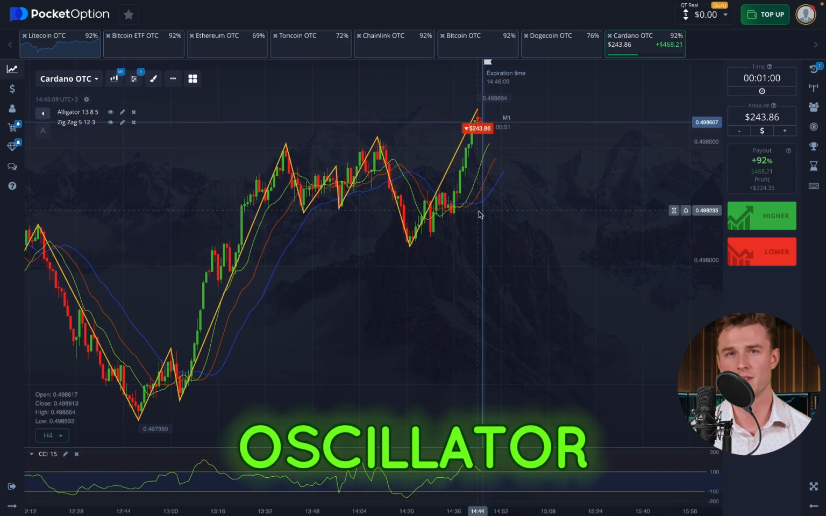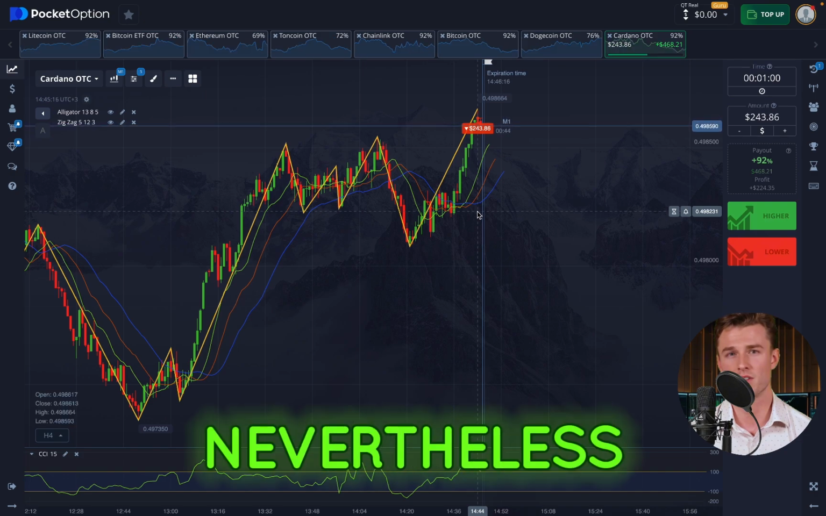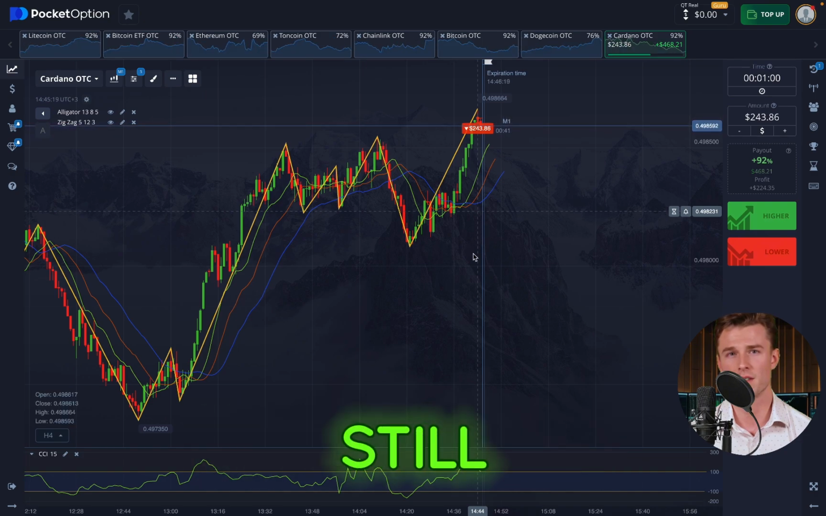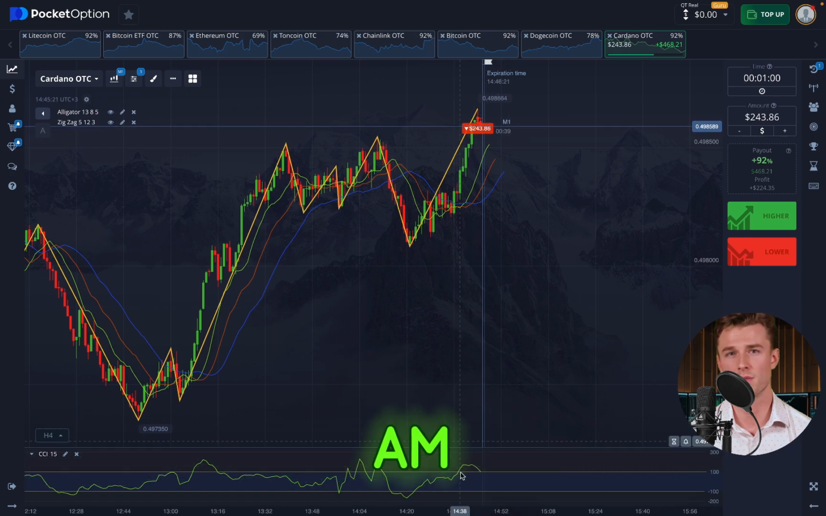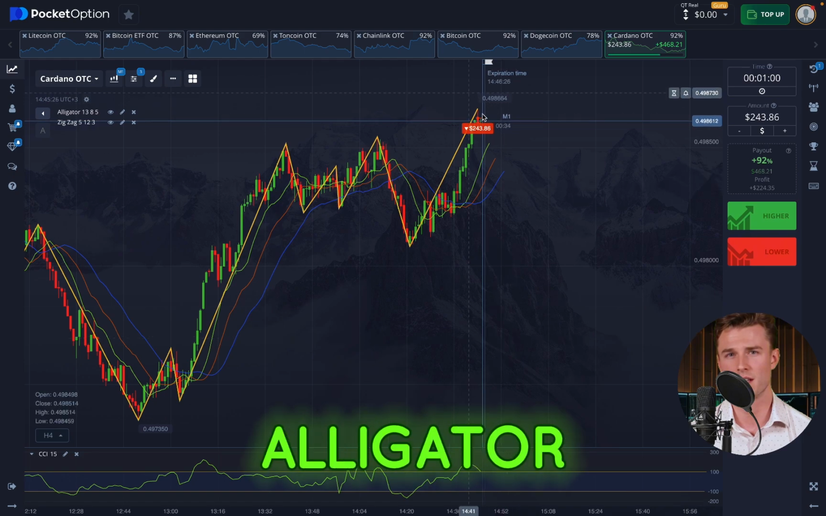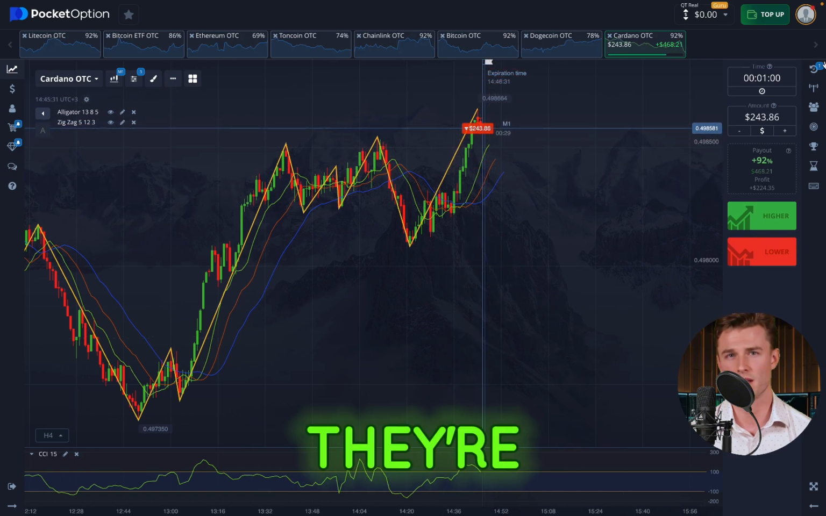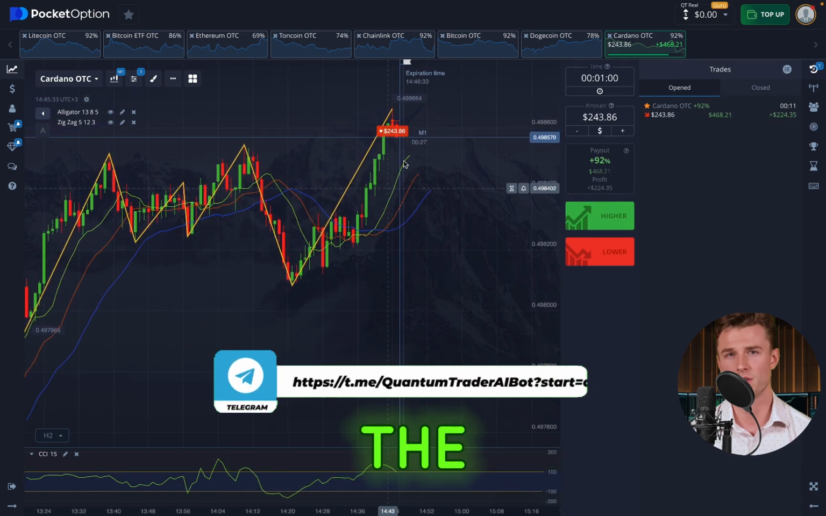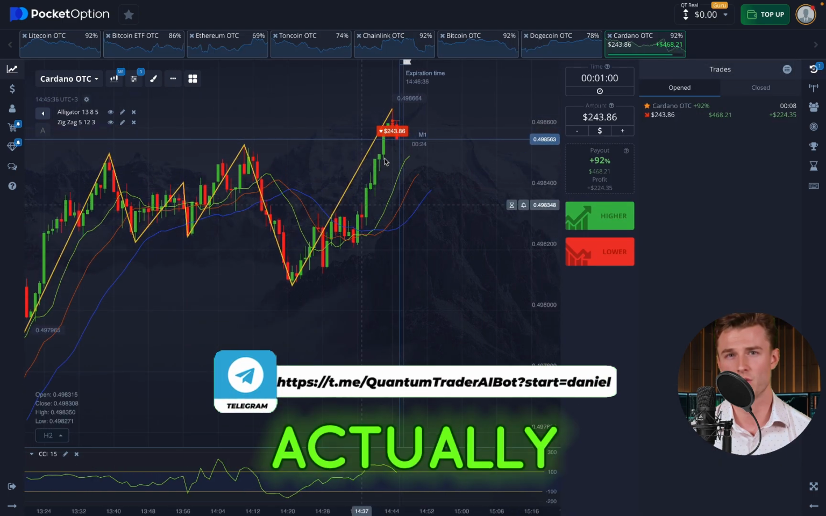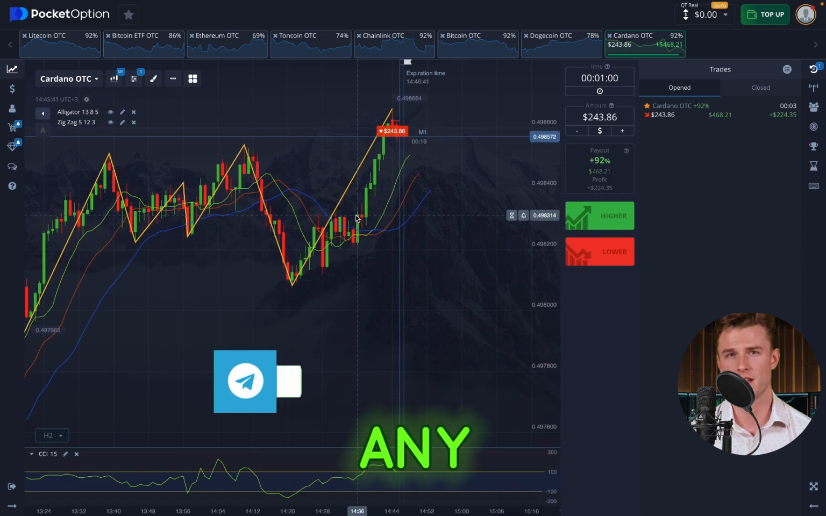On my oscillator, I am now coming out of the overbought area, and nevertheless, a maximum is still forming, and here I am not guided by the moving alligator lines as they are just for me now. They're showing this upward momentum. The last few seconds, and actually my risk was fully justified. I closed the trade in plus without any problems.